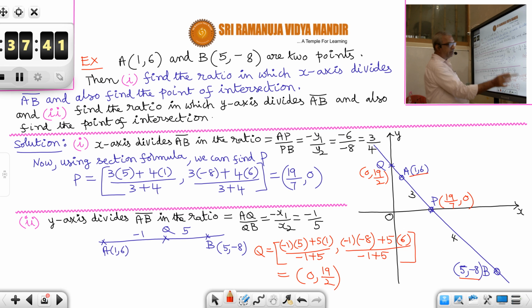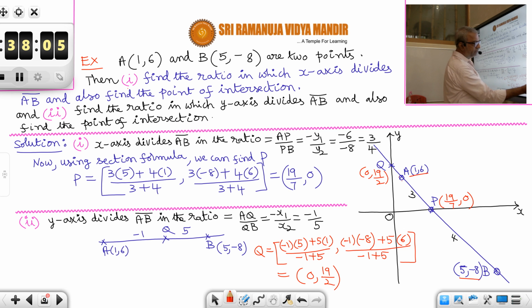Then join them by means of a straight line segment. A, B, join them and produce it both ways, in both the directions. That means by means of a straight line you join the 2 points A and B. Then number 1, find the ratio in which x-axis divides AB and also find the point of intersection.